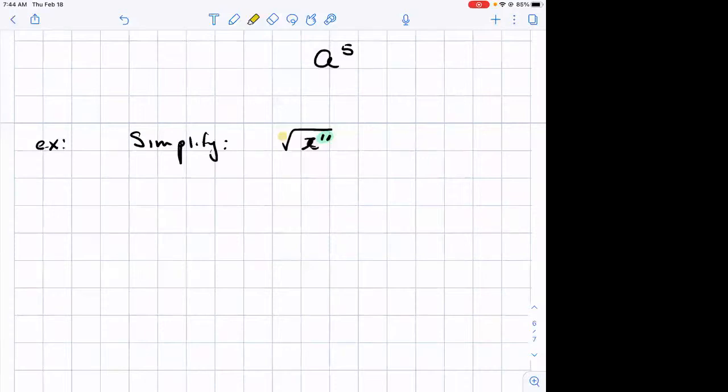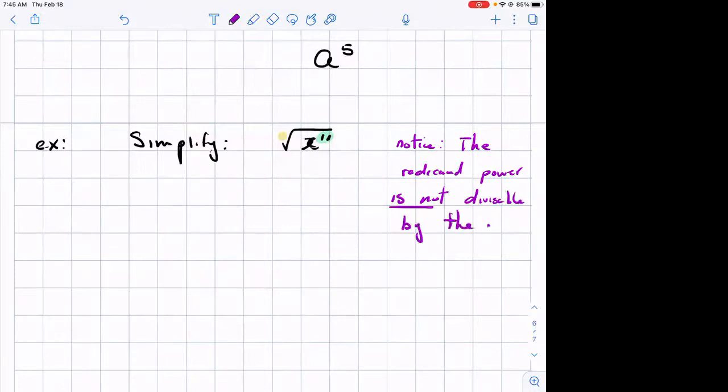Okay, so notice that the radicand power is not divisible by the index, which is 2. Okay? The radicand power is 11 in this case, right?